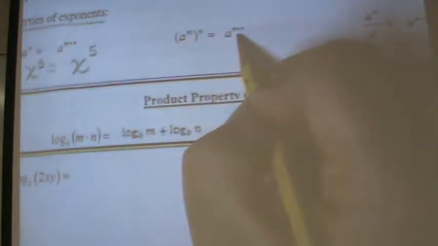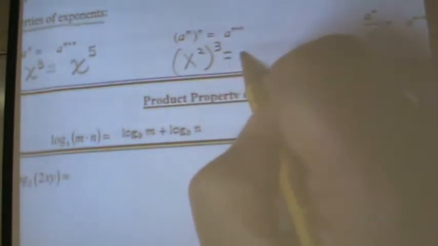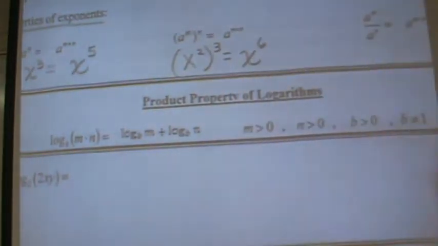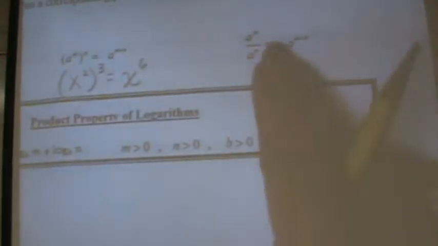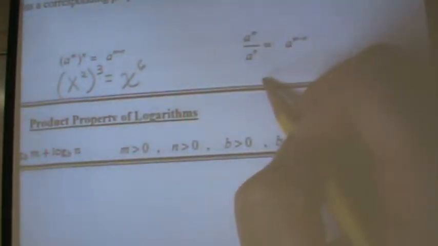How about this one? If you have a power to a power, what do you do with these 2 exponents? You multiply them. So if I gave you x squared cubed, what is this? X to the 6th. And a quotient, what do you do on that? You subtract. You guys know this, right?